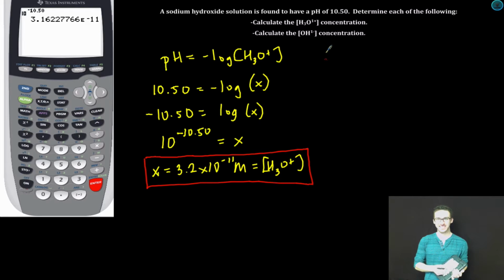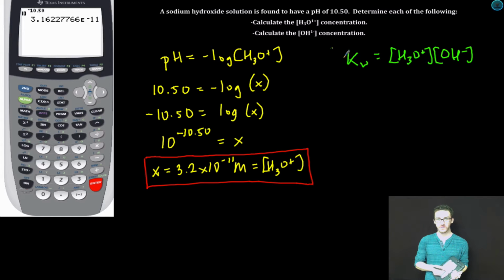Boom. Next, I need the hydroxide ion concentration. And there's a couple different ways you can do this. You can subtract the pH from 14 to get the pOH, and then just do the same thing we've done here. Or you can recognize this other very important relationship that exists between hydronium and hydroxide ion concentrations. Also given to you on your formula chart, Kw is equal to hydronium ion concentration times hydroxide ion concentration.